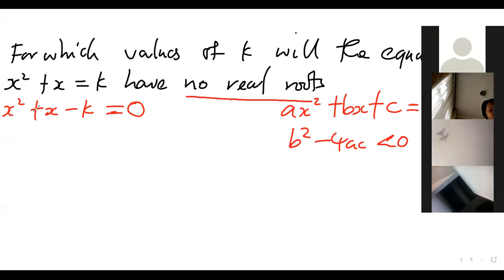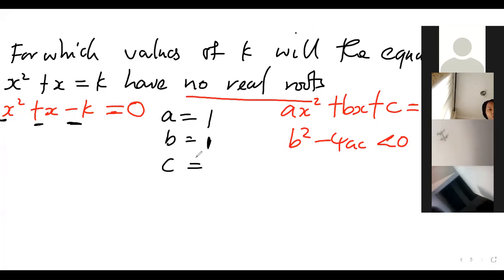So I identify from here: what is my a, what is my b, what is my c? a is equal to 1, the coefficient of x squared. b is equal to 1, the coefficient of x. What is c? c is always the constant, which is minus k.